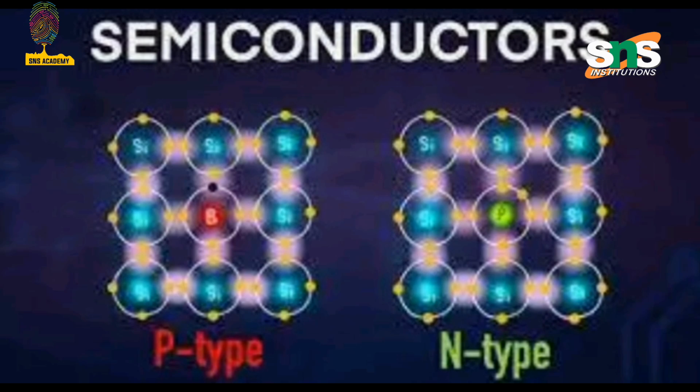At room temperature, most of the acceptor atoms get ionized, leaving holes in the valence band. Thus, at room temperature, the density of holes in the valence band is predominantly due to impurity in the extrinsic semiconductor.